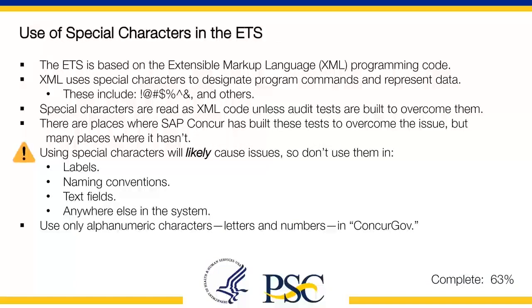The ETS is based on the Extensible Markup Language, XML, programming code. XML uses special characters to designate program commands and represent data. These include exclamation point, @ sign, $ sign, % sign, caret, ampersand, and others. Special characters are read as XML code unless audit tests are built to overcome them. There are places where SAP Concur has built these tests to overcome the issue, but many places where it hasn't. Using special characters will likely cause issues, so don't use them in labels, naming conventions, text fields, or anywhere else in the system. Use only alphanumeric characters, letters and numbers, in Concur Gov.